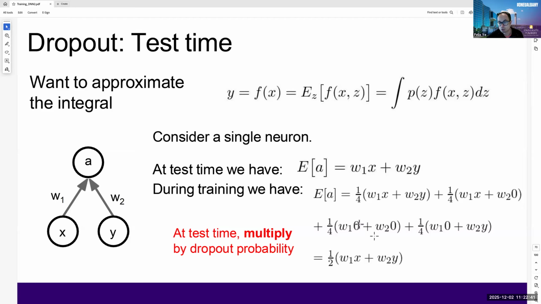Sorry, I mean the W1 and W2 are the weights, not a probability. So this is the weight of W1 times X, W2 times Y. So these are the weights, right? So at the end, in terms of expectation, we are getting this just divided by 2.